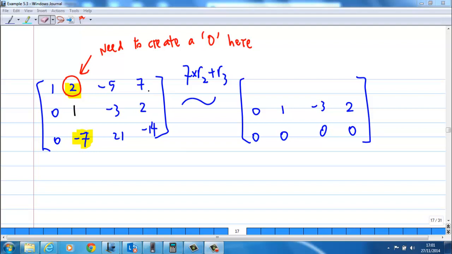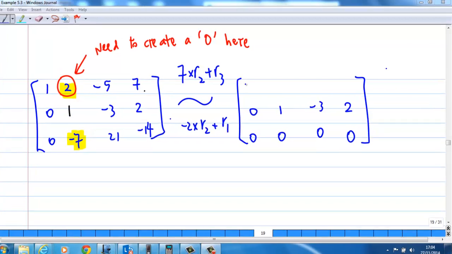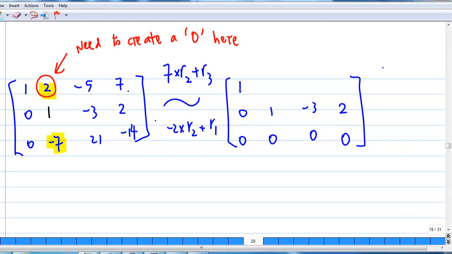We then proceed to create a 0 in first row, second column. You can achieve this by using second row times −2 added to the first row. Then we have 0 times −2 plus 1, you get 1. 1 times −2 plus 2, you get 0. −3 times −2, you get 6. 6 minus 5, you get 1. 2 times −2, you get −4. −4 plus 7, you get 3.